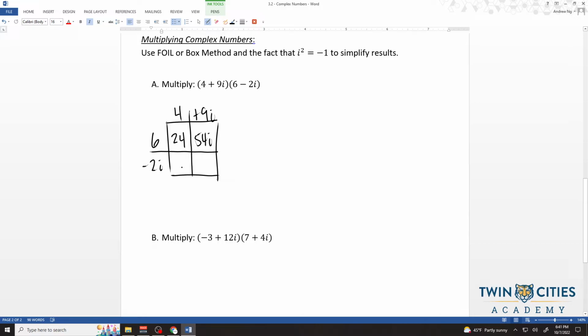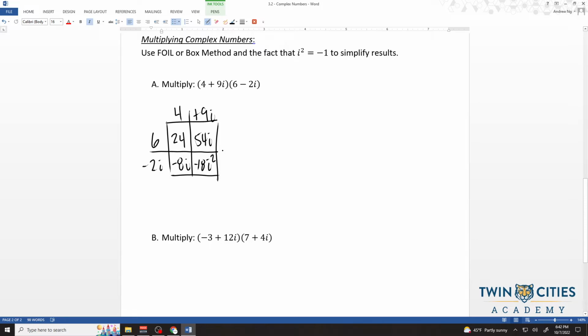Okay, here I've got negative 2i times 4. Negative 2 times 4 is going to make negative 8. So this will be negative 8i. And then lastly, negative 2i times 9i. Negative 2 times 9 is going to be negative 18. And then i times i is going to make i squared.